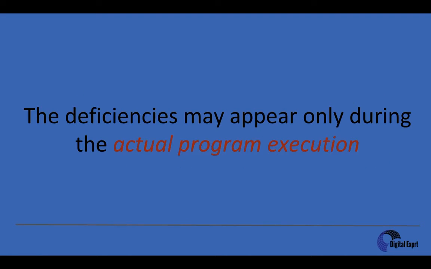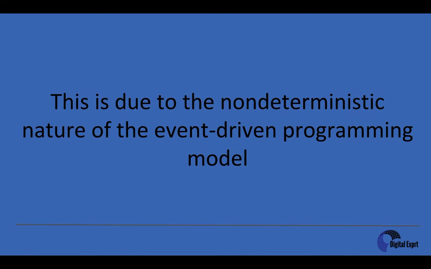However, even though we couldn't find any deficiency in the source code, we may expect them to appear during actual program execution. When you have source code, a blueprint, it specifies certain things and the way things should behave. When you put them into a runtime environment, you may observe some surprises. This is what we call non-deterministic behavior. And this is due to, as I mentioned, the non-deterministic nature of the event-driven programming model.